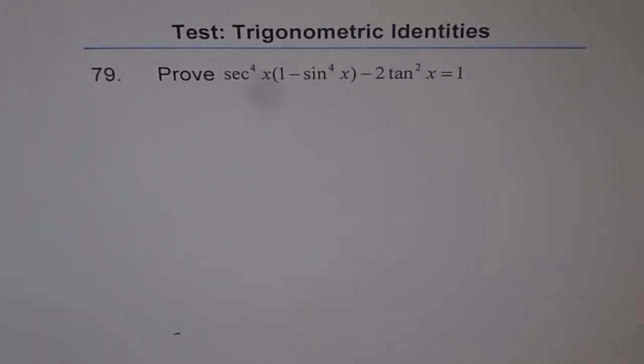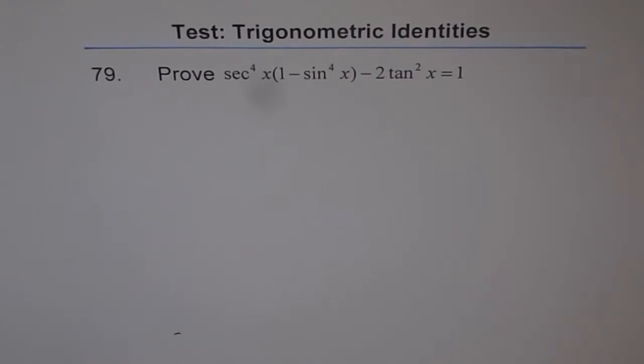Test trigonometric identities. Well, that is also a part of your test paper. It is an application problem for you. You need to prove sec to the power of 4x times 1 minus sine to the power of 4x minus 2 tan square x equals to 1. Copy the question, try to do it.